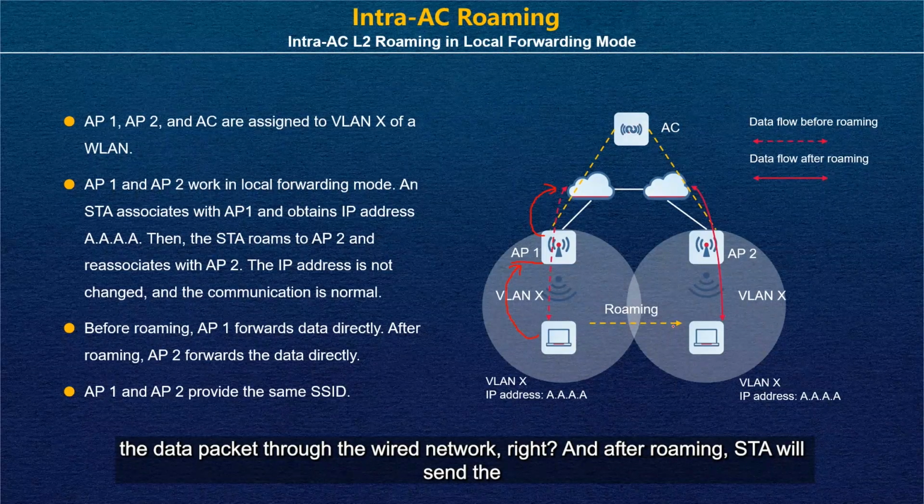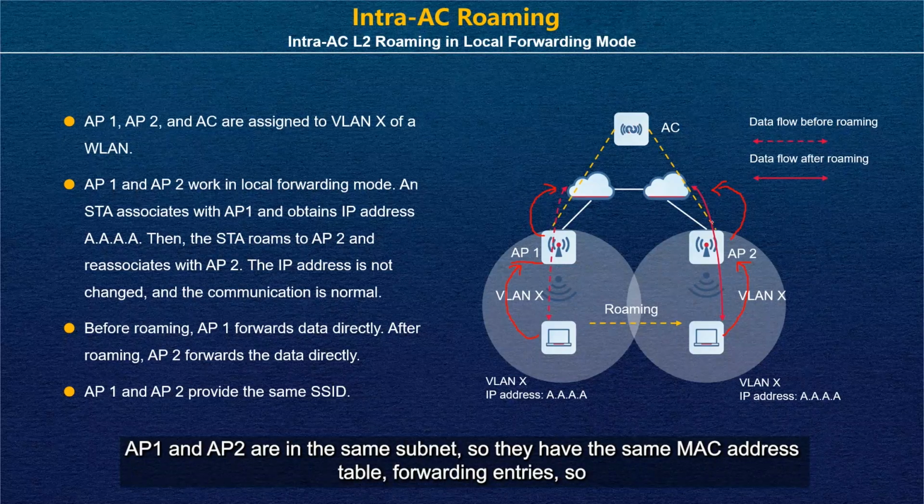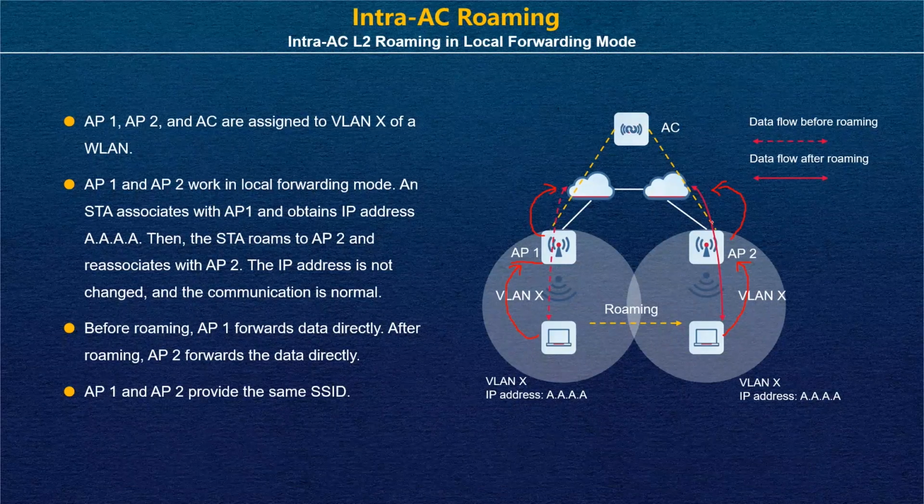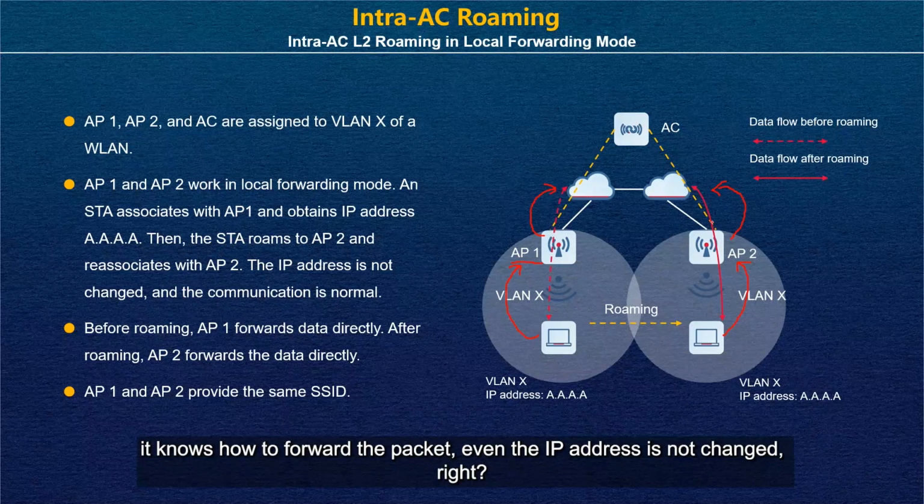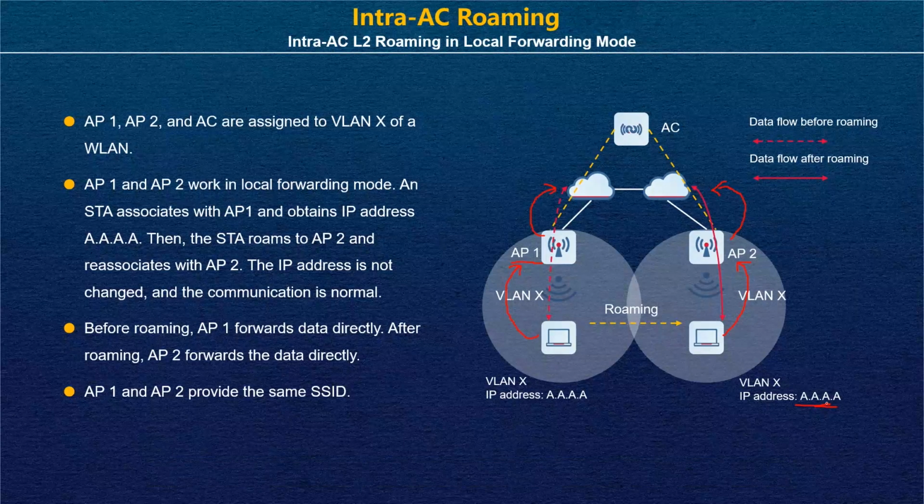After roaming, the STA will send the packet to AP2, and AP2 will send the packet to the wired network. Because AP1 and AP2 are in the same subnet, they have the same MAC address table entries, so AP2 knows how to forward the packet, and the IP address is not changed. So layer 2 roaming is actually quite easy to understand.